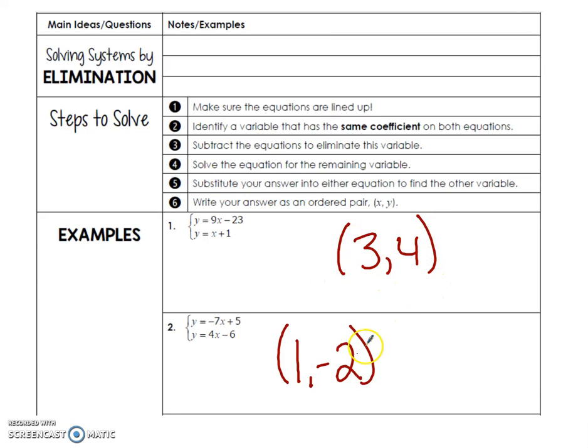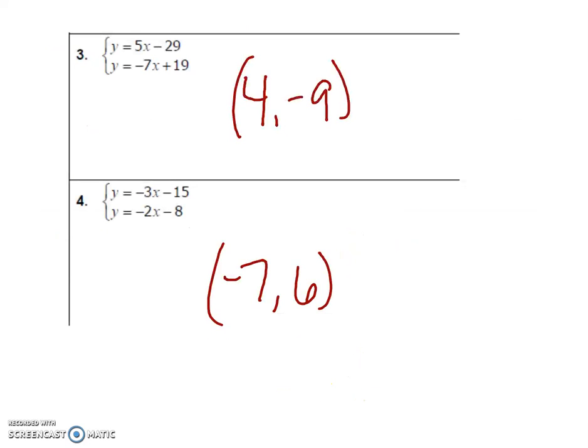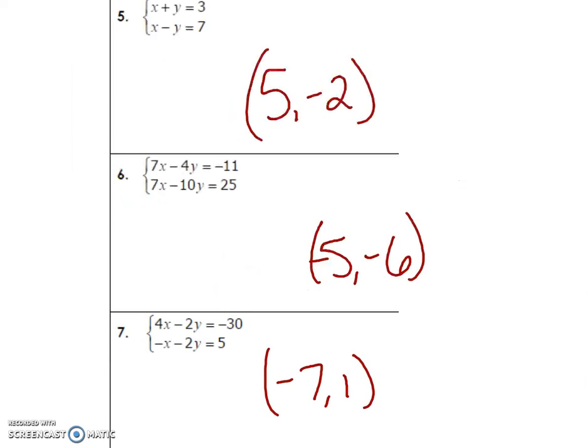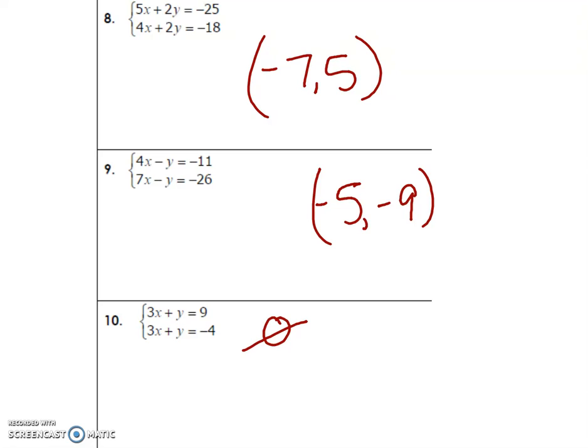Number 1 is (3, 4). Number 2 is (1, -2). Number 3 is (4, -9). Number 4 is (-7, 6). Number 5 is (5, -2). Number 6 is (-5, -6). Number 7 is (-7, 1). Number 8 is (-7, 5). Number 9 is (-5, -9). And number 10 is no solution.